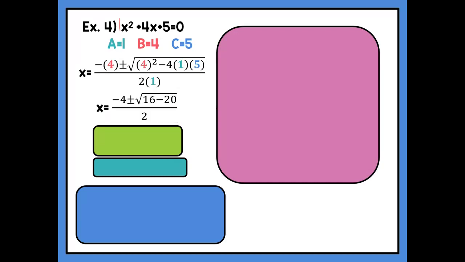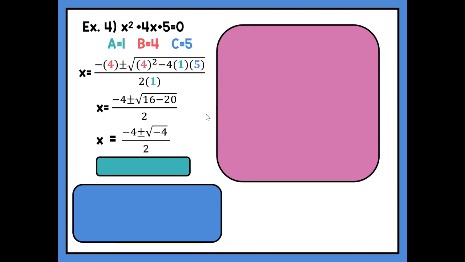So 4 squared gives us 16. -4 times 1 times 5 is -20. Next, we'll simplify underneath the radical sign. 16 minus 20 is -4. Uh-oh. What times itself gives us a -4? No real number will give us that answer.